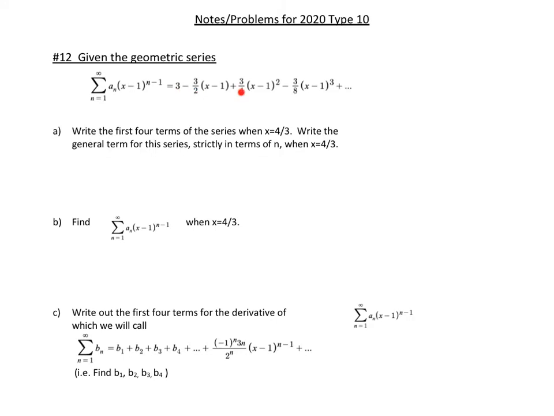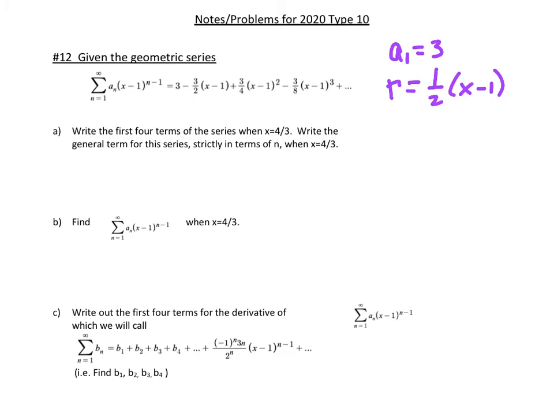Looking at the terms outside, it looks like I'm going to be multiplying by 1/2 every time. Okay, and then I have the x minus 1 every time as well. That's from here. So the a sub n is the geometric series, which is 3 times the ratio of 1/2 raised to the n minus 1. So go ahead and try this and see how you go. Pause, and then come back to me and see what we're doing.